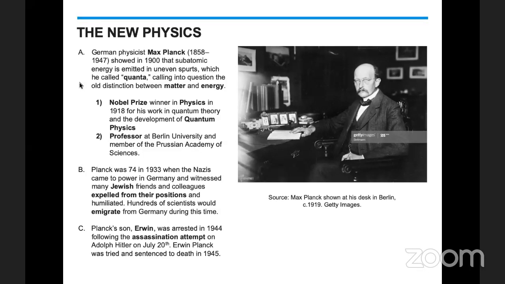He was 74 in 1933 when the Nazis came to power in Germany. And he witnessed many of his Jewish friends and colleagues who were professors expelled from their positions and humiliated. And hundreds of scientists would emigrate away from Germany during this time. Interestingly enough, Planck's son, Erwin, was arrested in 1944 following the assassination attempt on Adolf Hitler on July 20th, and he was tried and sentenced to death in 1945.